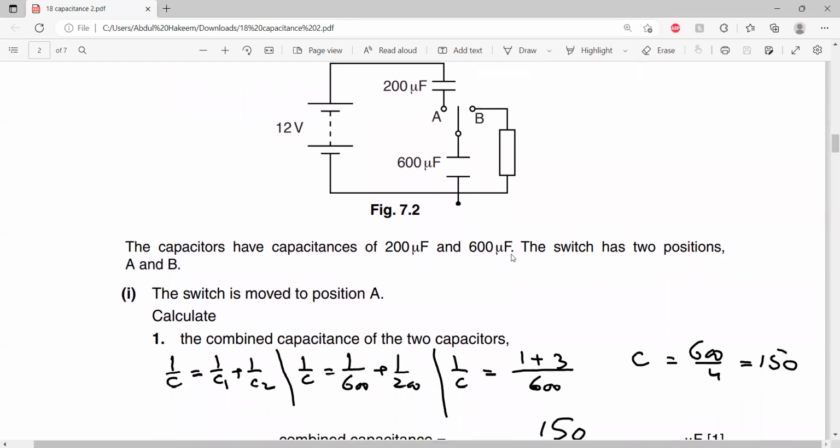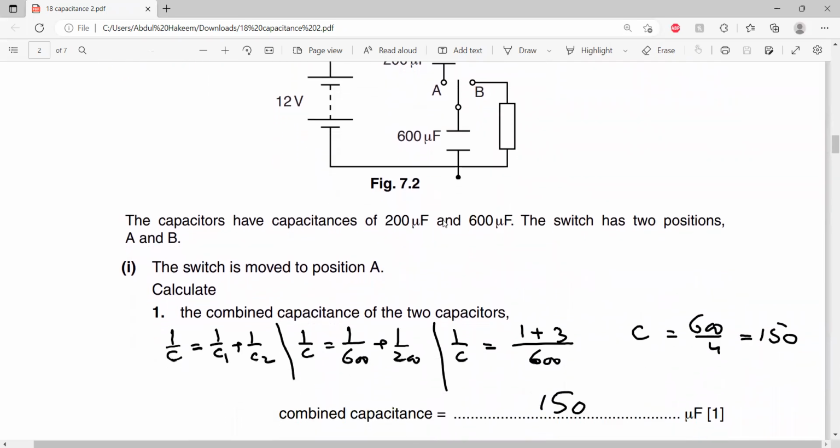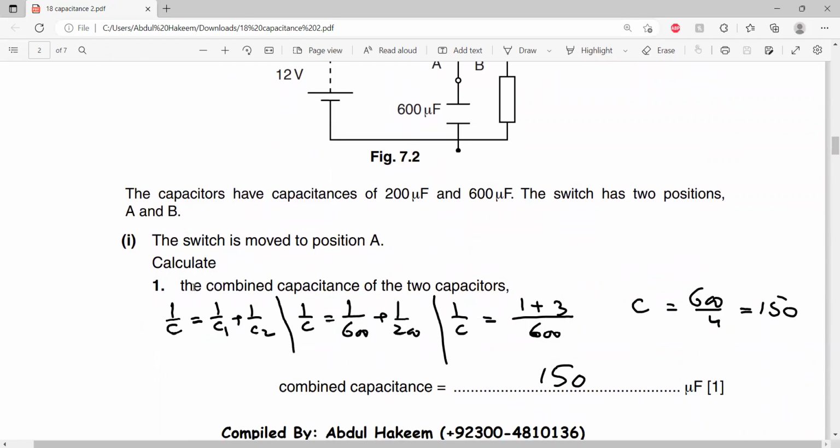So the switch is moved to position A. Moving to A means both capacitors are in series, 200 and 600. For the combined capacitance, use the series formula: 1 over C1 plus 1 over C2. So 1 over 600 plus 1 over 200 becomes 4 divided by 600. So C will be 600 by 4. The combined answer is 150 microfarad when both capacitors are in series.